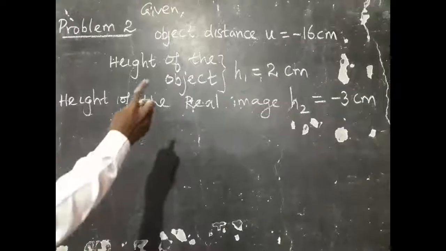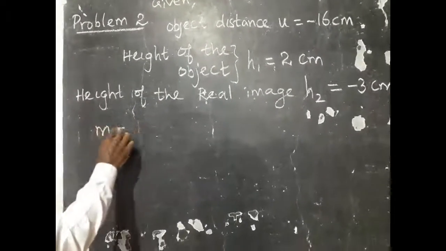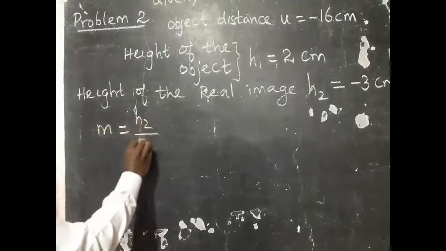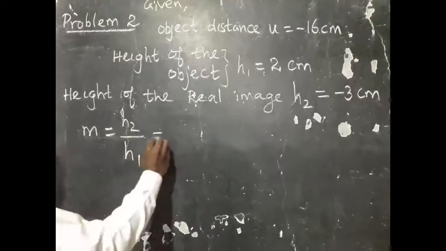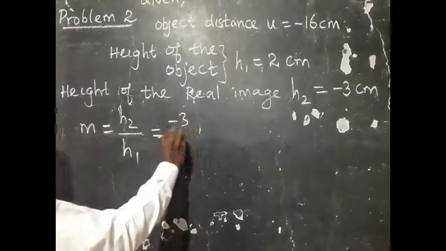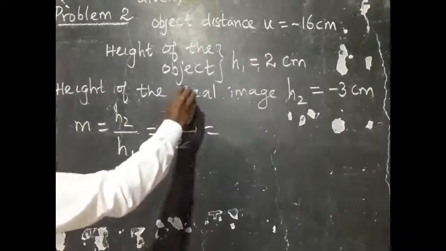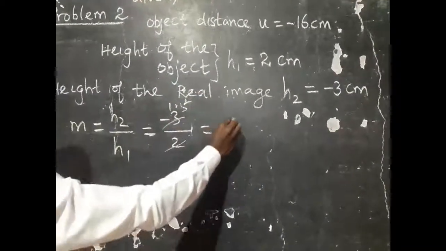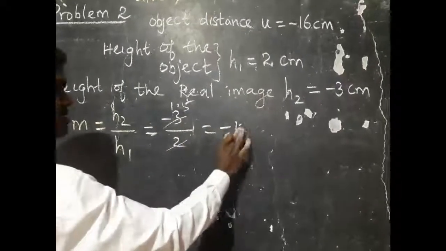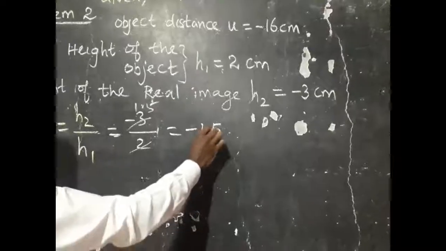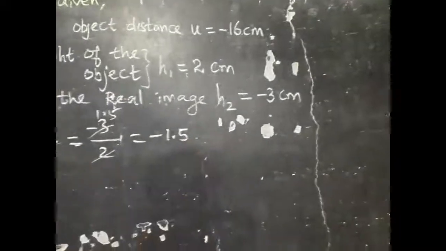So h1 and h2 are given. We know that magnification is nothing but h2 divided by h1. So what is h2? Minus 3, and what is h1? 2. So 2 ones are 2 and 5 twos are 10, so 1.5. So minus 1.5. Minus 1.5, sorry. No unit will come for magnification.